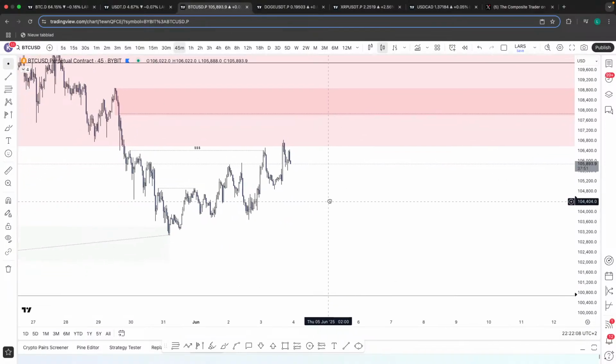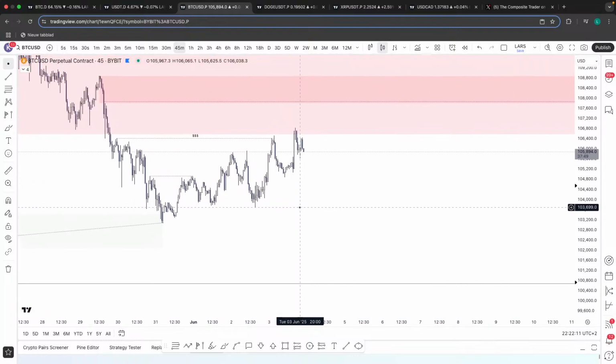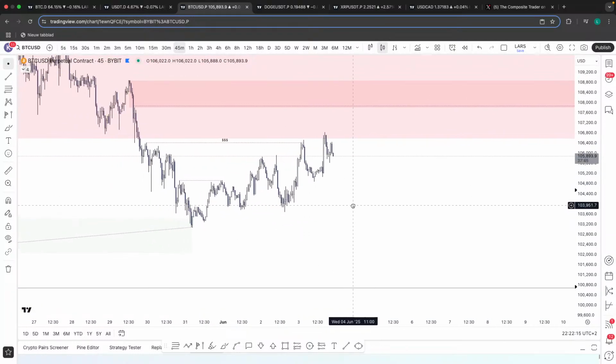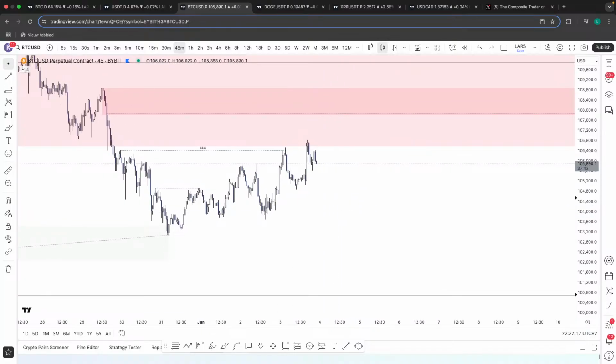Now, we all agree on the fact that we want lower here and we want these lows to get taken out. So let's keep it in the back of our mind when you're looking at any accumulation models at the moment.